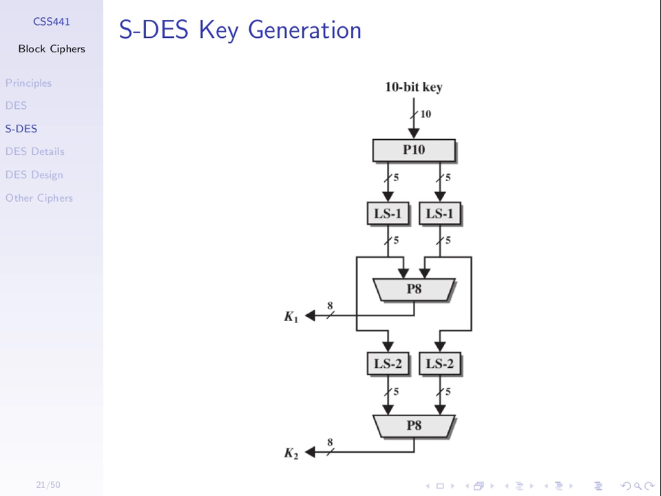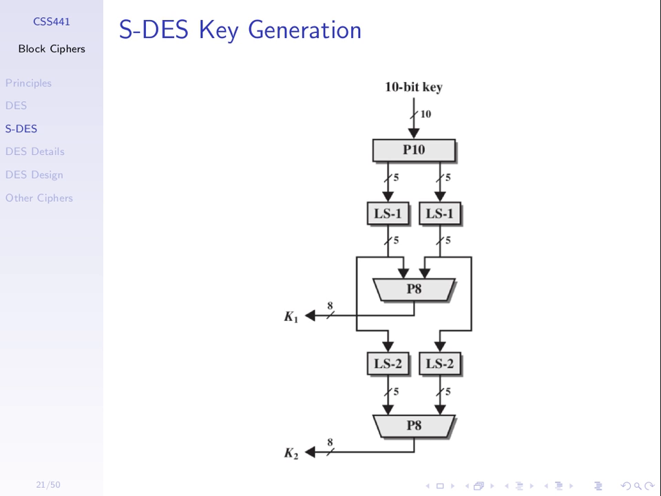LS is left shift. So in binary we can shift the bits left. LS1 is do a left shift by one position. Take your bits, shift them to the left, where the leftmost bit becomes the rightmost bit. It wraps around. So like in hardware, we can do a left shift on our bits. But the left shift takes 5 bits in and produces 5 bits out. So in fact, what we do is the output of P10, we split into two halves.